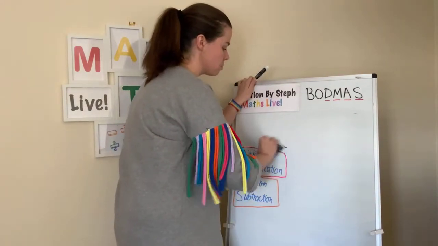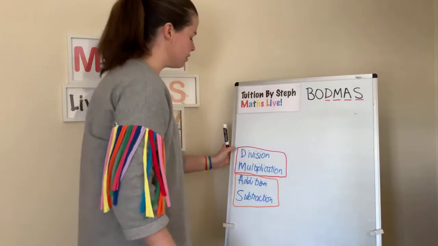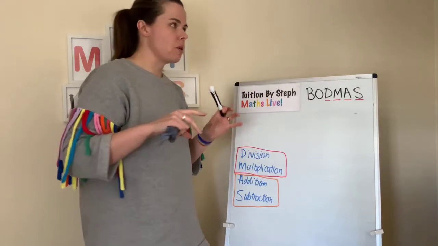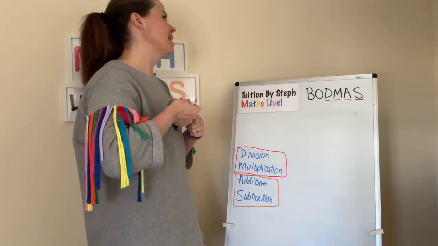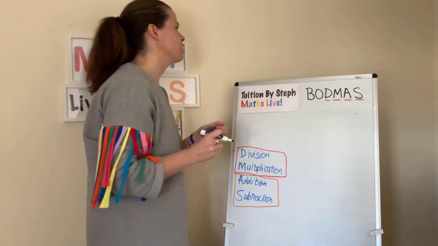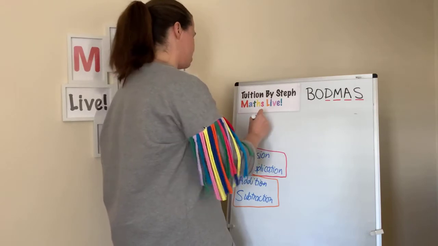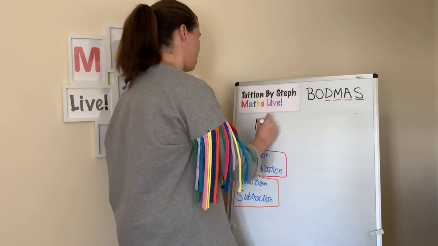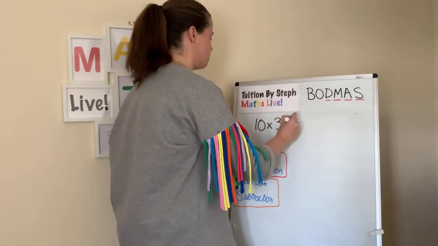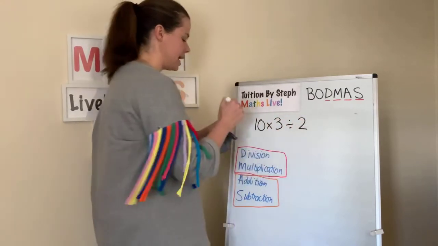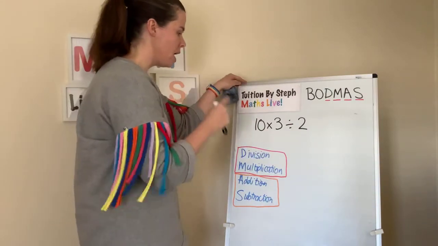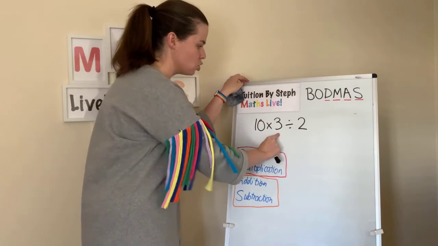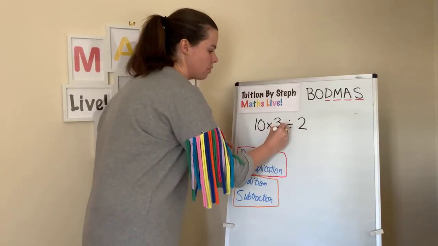Now I want to make something clear. Division and multiplication are equally as important. So if you've got a sum, let's say it is, oh, it's quite hard to think off the top of my head. Say it is 10 times by 3 divided by 2. You could say, well, hang on, the D is higher than the M, so surely you have to do this part first.